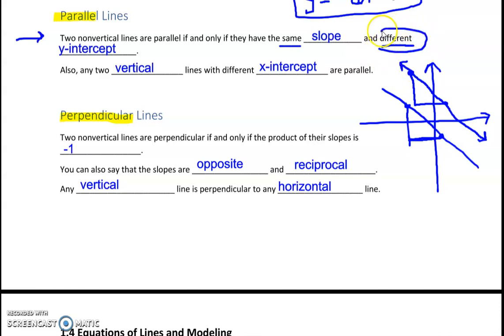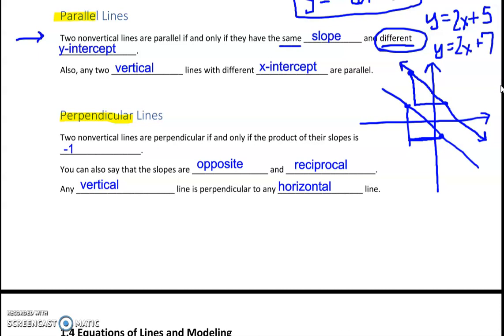Now, why do we have to say and different y-intercepts? Okay, so let's just think about that. If we had two lines that have the same slope, if we put that into slope-intercept form, it would be something like y equals 2x plus 5 and y equals 2x plus 7. They have the same slope, different y-intercepts. Those are two lines where one crosses the y-axis at 5, and the other one crosses the y-axis at 7. They have the same slope.